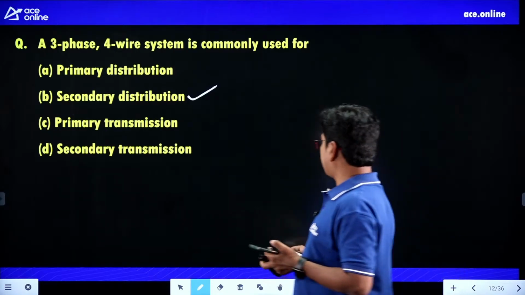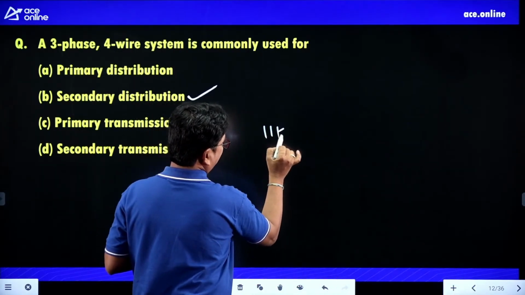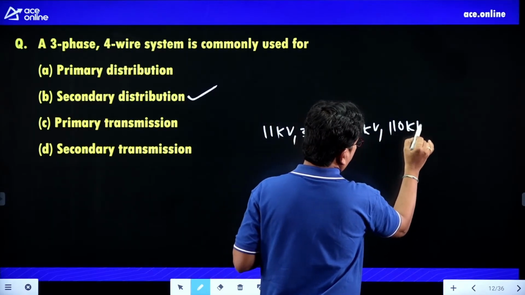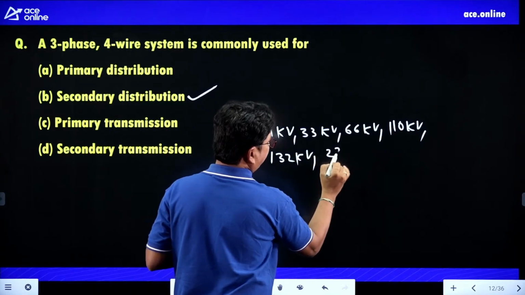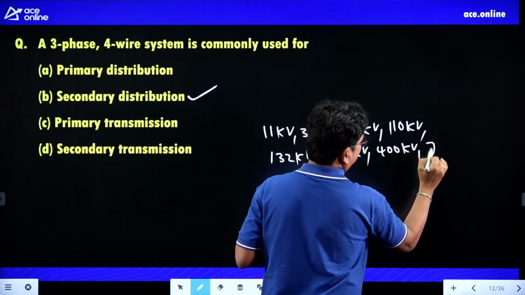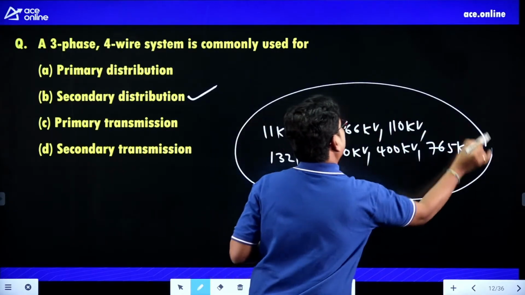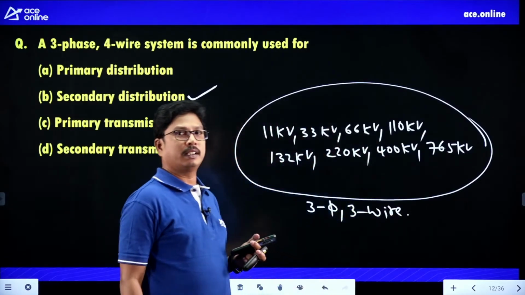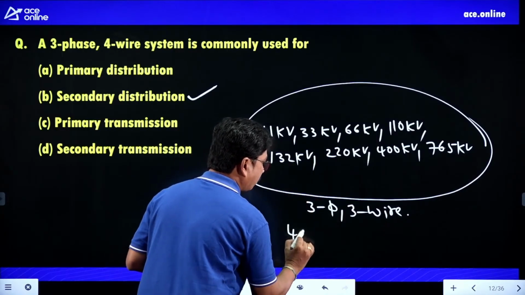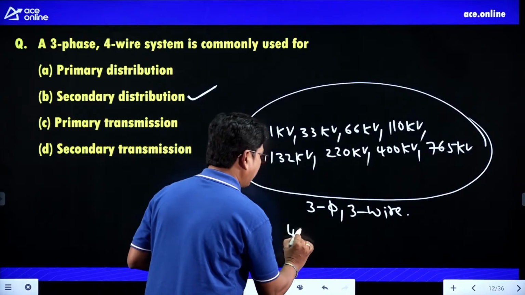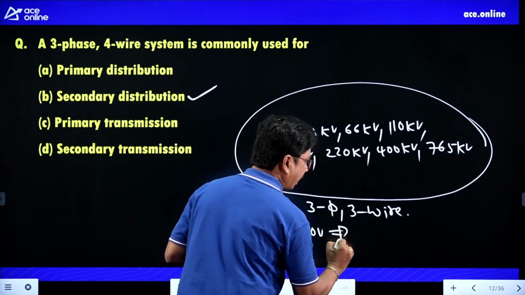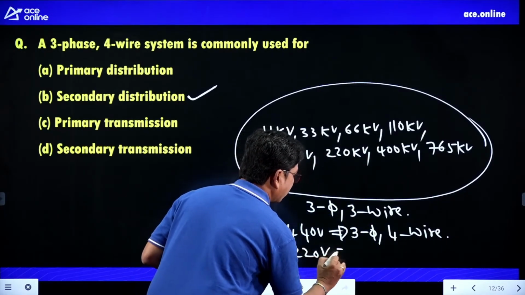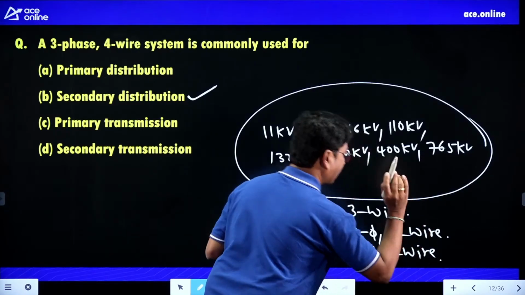Very good. So we have the voltage levels 11 kV, 33 kV, 66 kV, 110 kV, 132 kV, 220 kV, 400 kV and 765 kV. All these voltages, whether transmission or distribution, we do in 3-phase 3-wire. Apart from these, the next voltage below that is 440 volts or 415 volts, whatever we get. So that is 3-phase 4-wire. And for 220 volts it is single phase 2-wire.